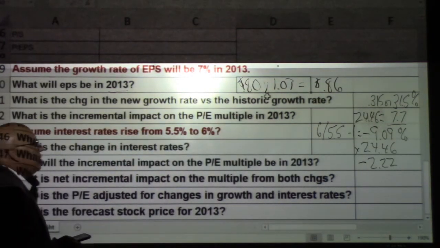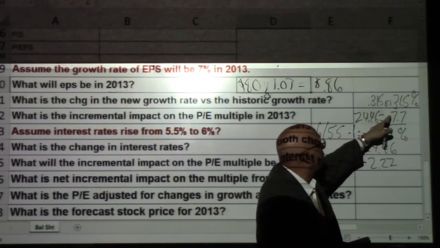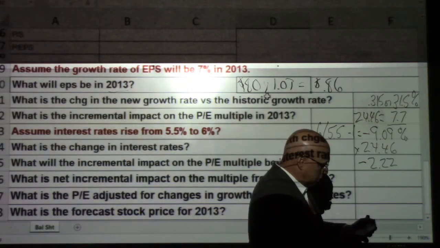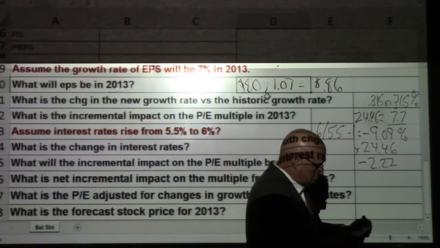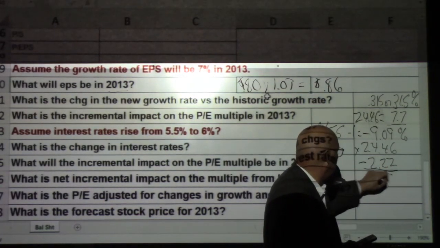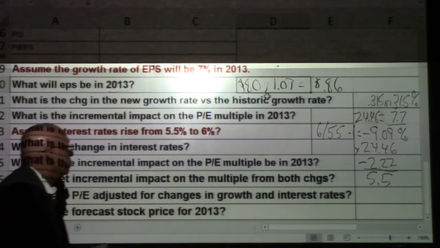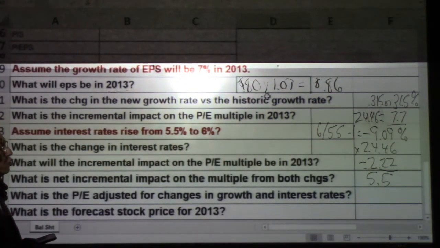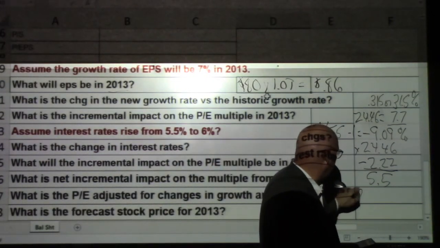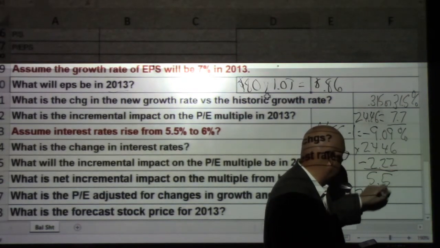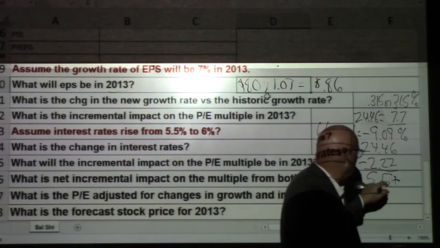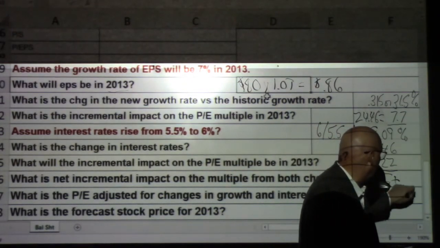Okay? So let's net it out. The increase in the multiple from the increase in growth rate, the decrease in the multiple from the increase in interest rates. And so we have 7.7 minus 2.2 is 5.5. Now, let's adjust our PE. We'll add the 5.5 incremental change to the 24.46. And we get a new PE of 29.96.